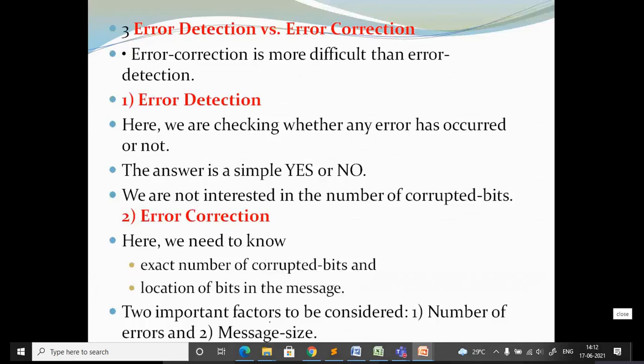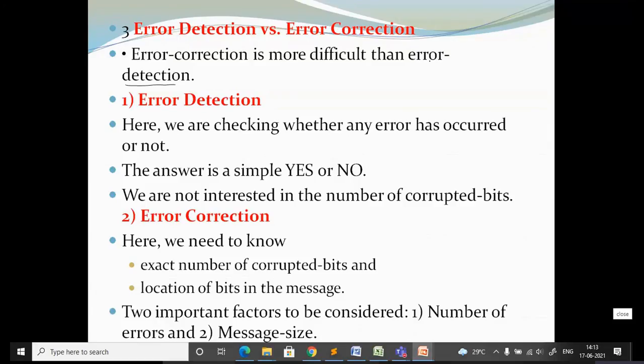So error detection and correction. Error correction is more difficult than detection. Will you agree? I think I already told you what error detection and correction are. Identifying an error is very easy. So how many bits got corrupted? Correcting those bits is very challenging. That's why error correction is always more difficult than detection.